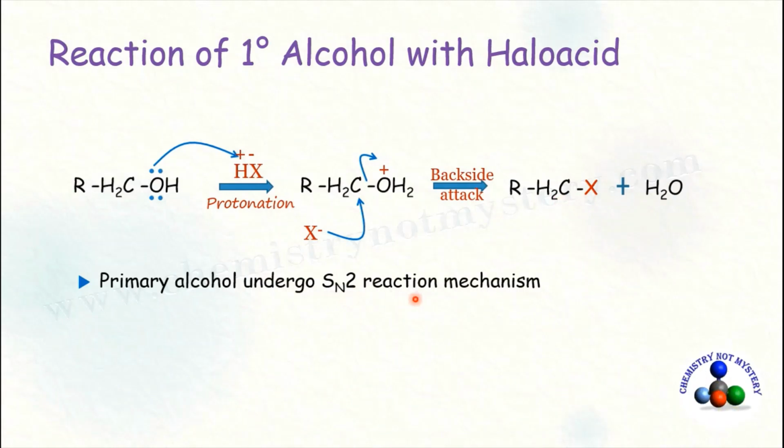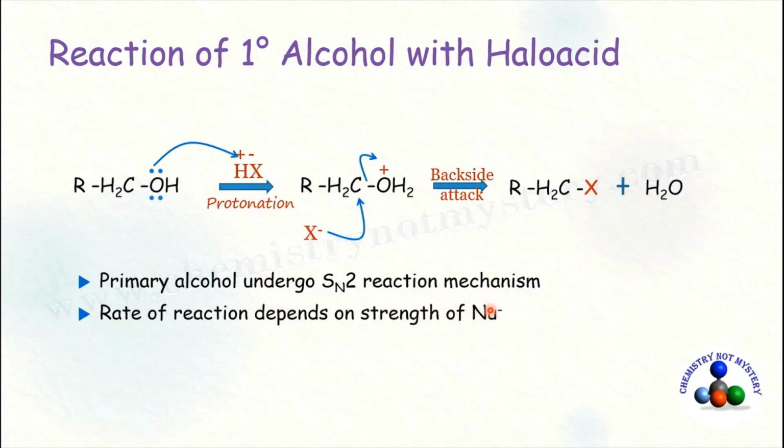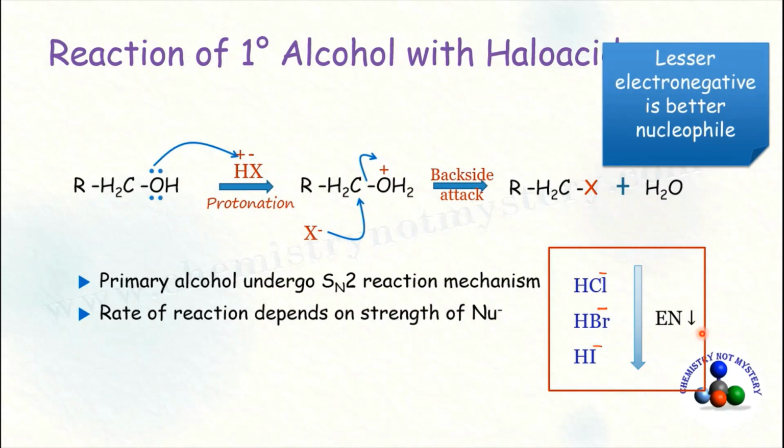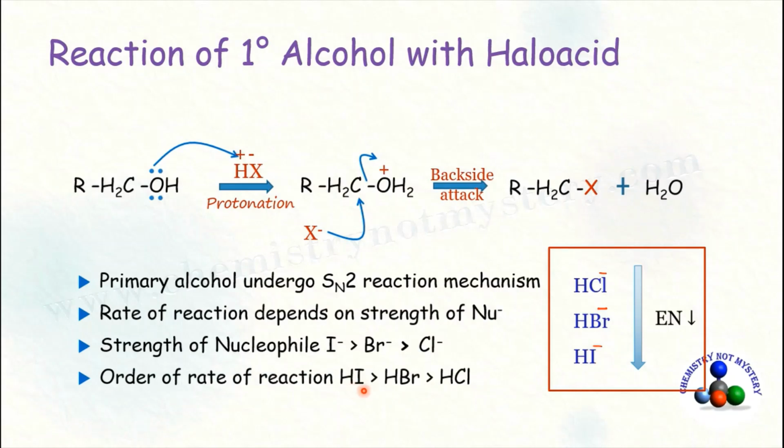For SN2 reaction mechanism, rate of reaction depends on the strength of nucleophile. HCl, HBr or HI, these are the examples of halo acids. Cl negative, Br negative and I negative, they all belong to the same 17th group. When you go down in the group, electronegativity decreases and lesser electronegative is better nucleophile. So when you compare the nucleophilic strength, iodide is a stronger nucleophile than bromide than chloride. And when you compare the reactivity of halo acid, HI will react faster than HBr than HCl.